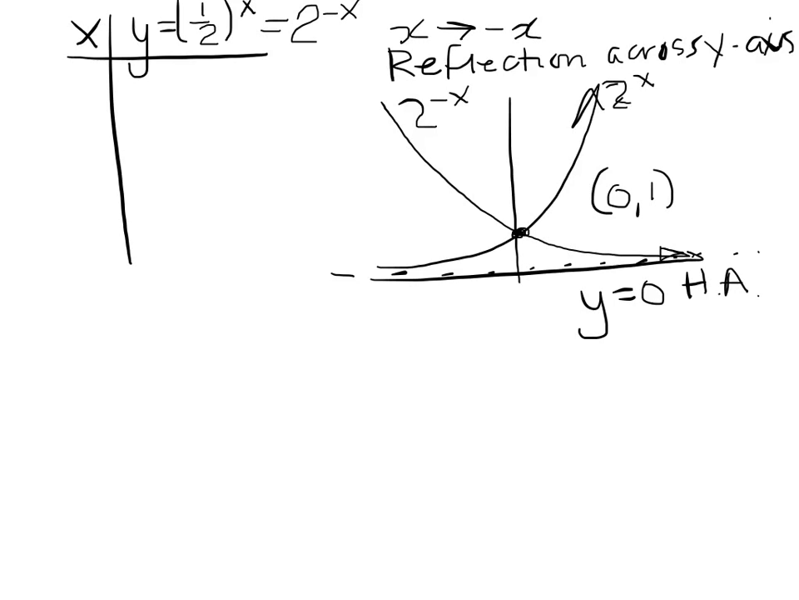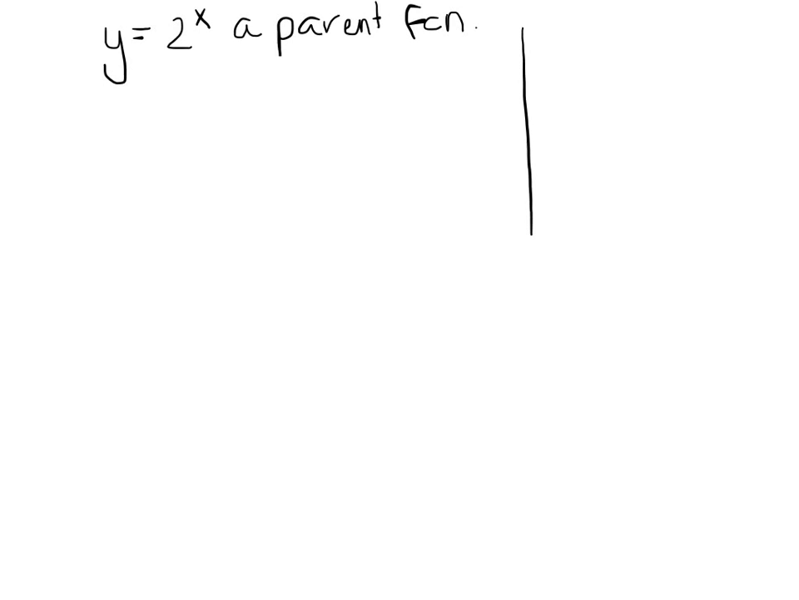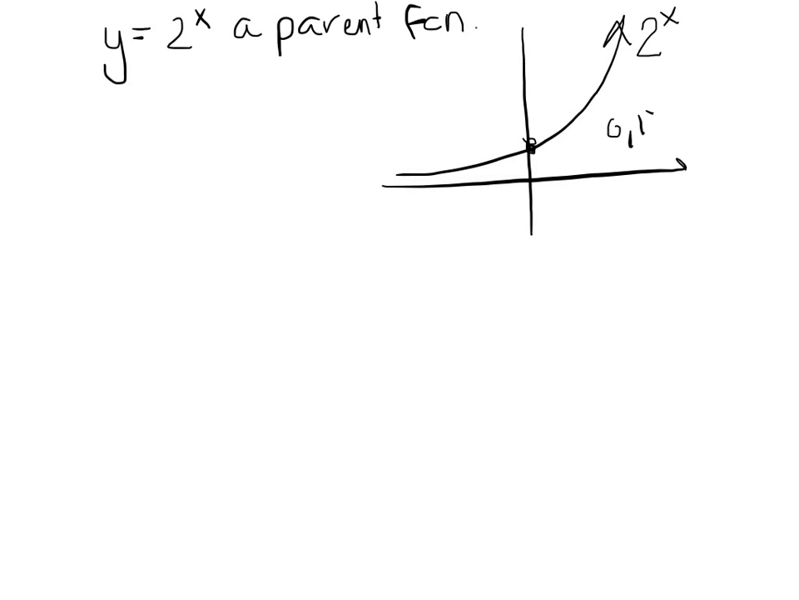So I think in the end what we're going to do is call y equals 2 to the x a parent function, and we can talk about all kinds of transformations. So let me look at this again one more time. That's a graph of 2 to the x. Looking more closely, again I still have the 0, 1 y-intercept. I still have the y equals 0 horizontal asymptote.